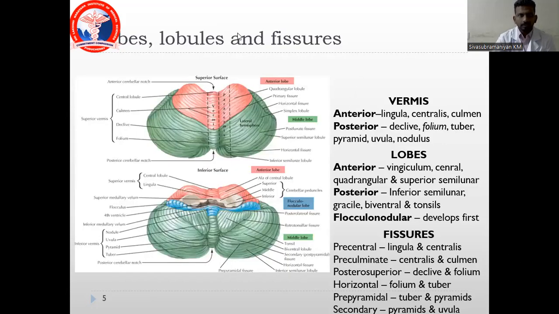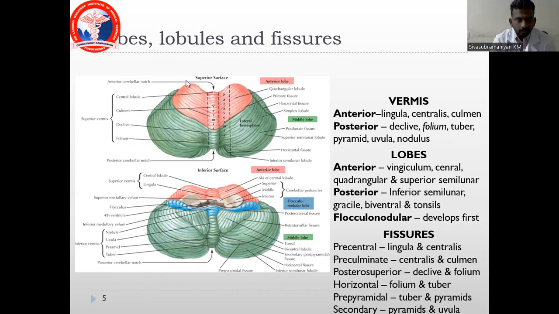Coming on to the anatomy of the cerebellum, you have the lobes, lobules, and fissures. You can see the vermis is in the midline of the cerebellum, and you have the lobes on either side of the cerebellar vermis. And you have various parts of the vermis like lingula, centralis, culmen. And then posteriorly, you have the declive, the folium, the tuber, the uvula, the pyramid, and the nodulus. So these are the central divisions of the cerebellum.